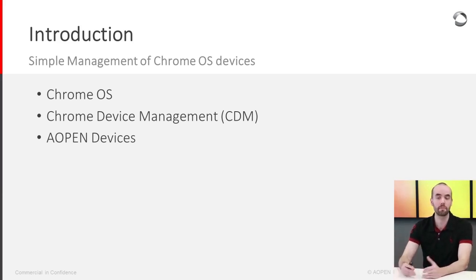So the three major pieces we're covering today: Chrome OS. If you don't know much about it, I'm going to go over the background, where it came from, where it's going, all that stuff. Second piece is Chrome OS Cloud Management System. This is a system that Google developed to manage tens of thousands of endpoints at the same time, and of course AOPEN devices and how they fit into the whole equation.